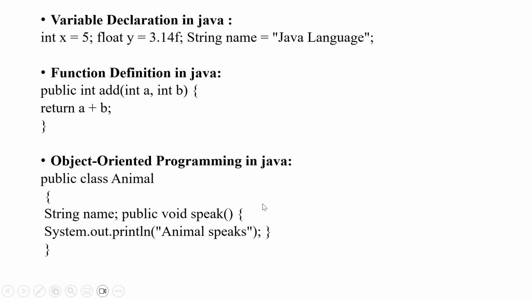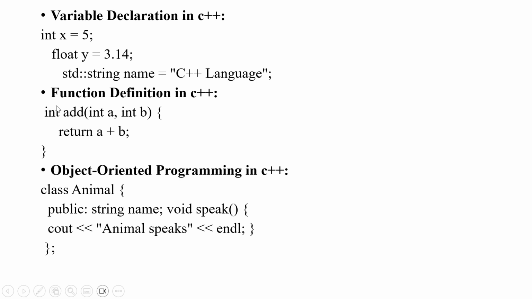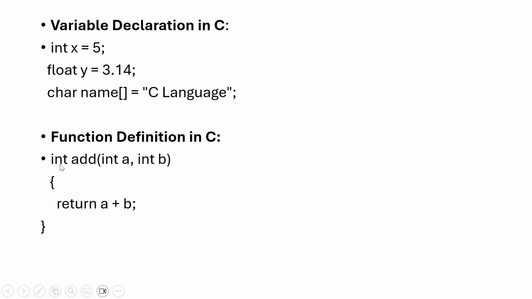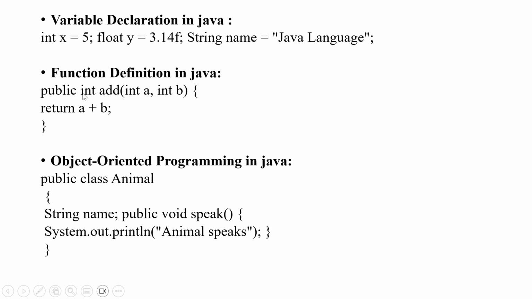And the variable declaration in Java: int x is equal to 5 and y is equal to 3.14, and the Java language is a string name. We write it in a single line. If we look at C++ or C, we write it in a step-by-step process. In the same way, the function declaration in Java is public int add, and it returns the addition of the int a and b.